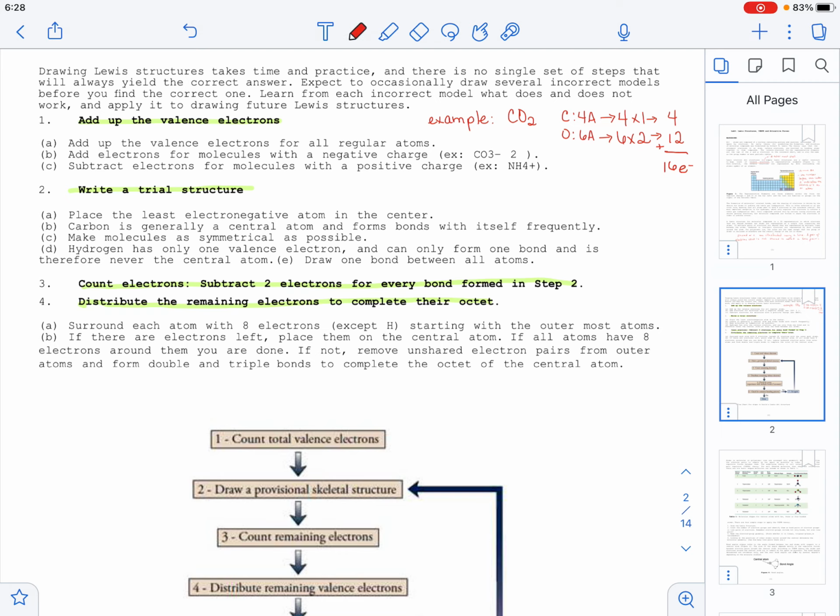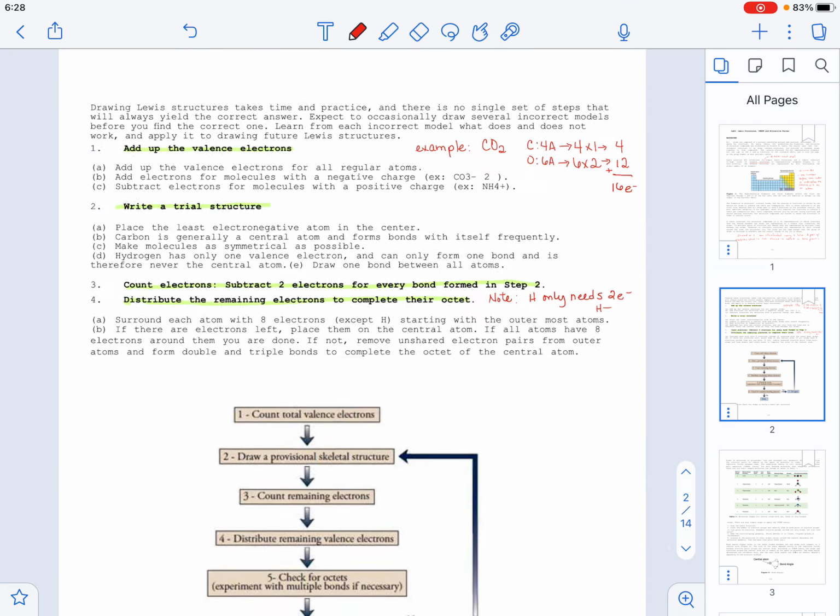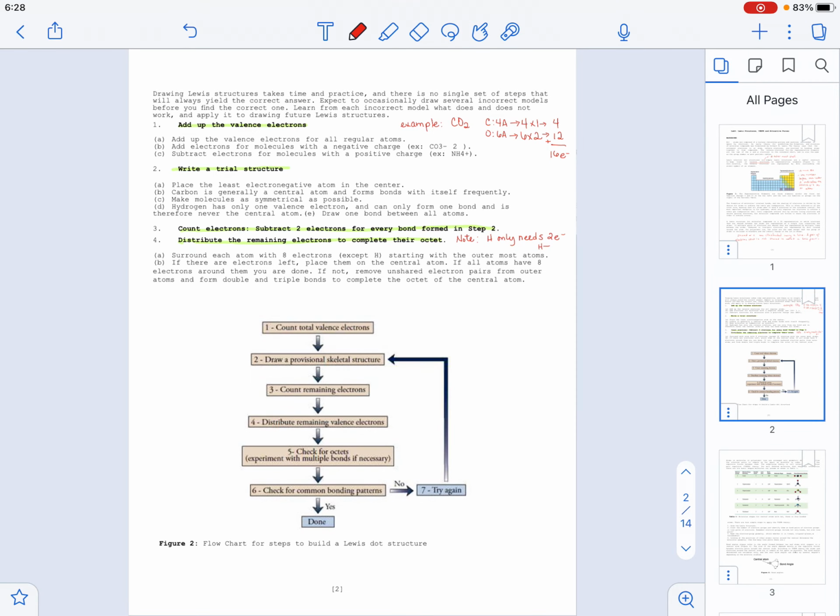Now, it is important to note that there are certain trends that need to be remembered. Hydrogen only needs 2 electrons to have a noble gas configuration. So that's why the normal bonding pattern for hydrogen is the letter H with a line. Other than that, you don't need to put any dots on hydrogen. As you can see on page 2, there's actually figure 2. It goes over a flow chart of the work. But let's continue.